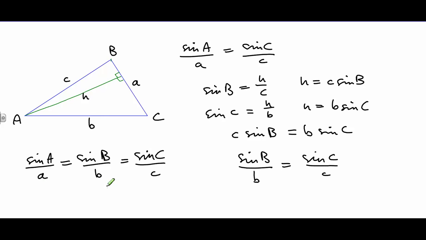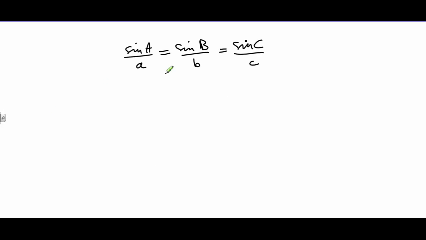Second, sine b over b equals sine c over c. And thirdly, we have sine a over a equals sine c over c. Also, we can turn this equation upside down and write it a over sine a equals b over sine b equals c over sine c. So the three equations can be written in that form as well.